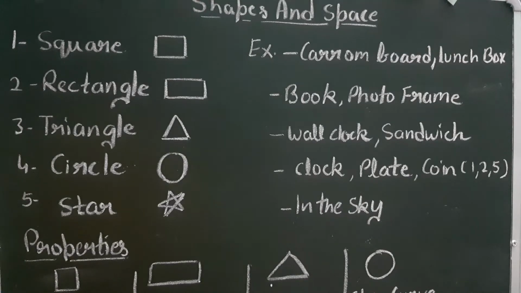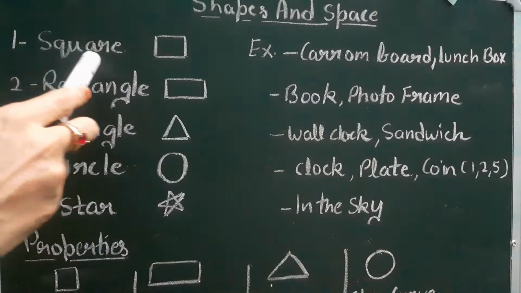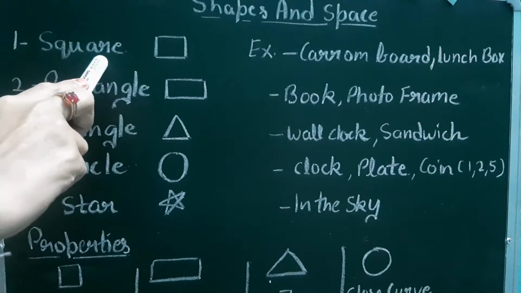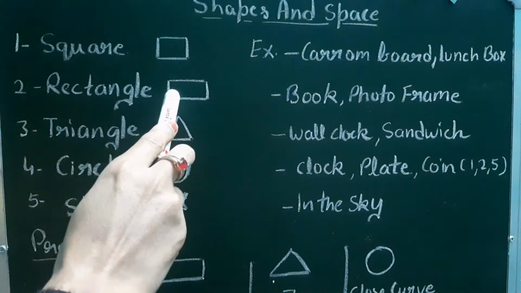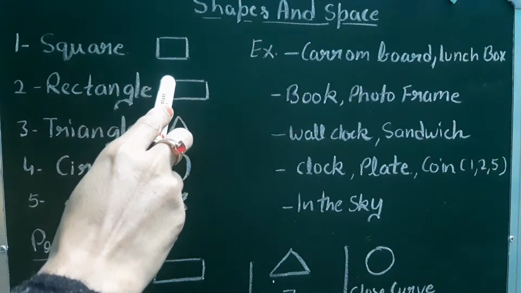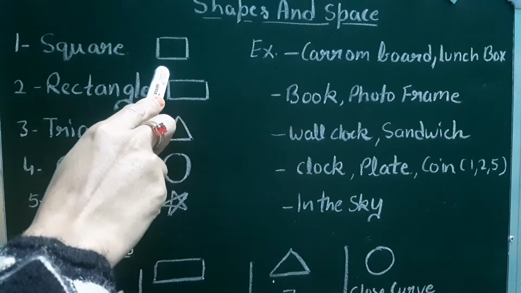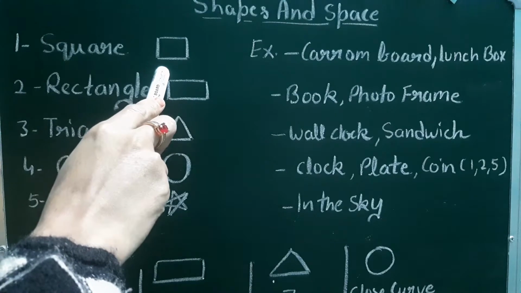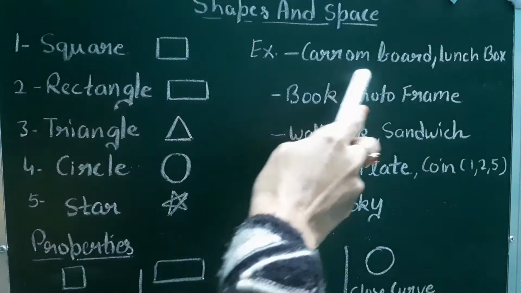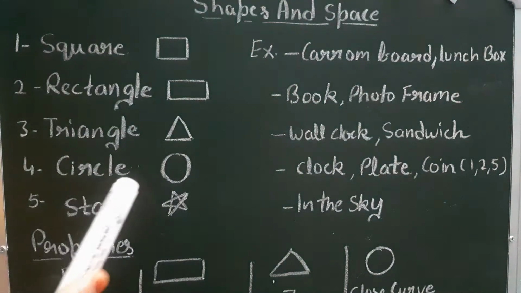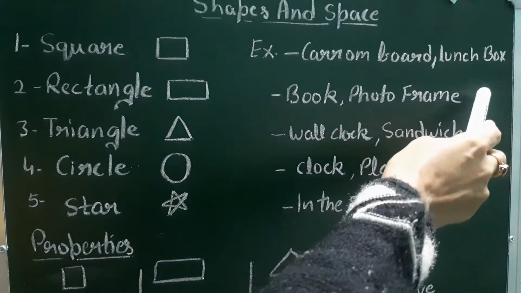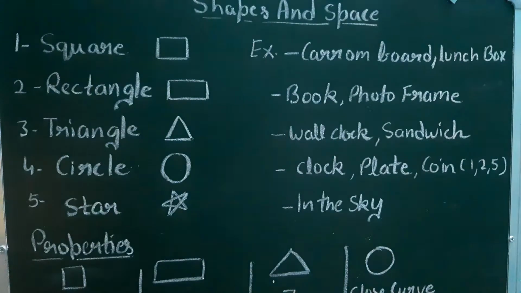Okay, so let's start. First is a square. Now, what is a square? A square has four sides, as we can all see, and they are of equal length. An example of a square is a carom board. In a carom board, all the four sides are of equal length. A lunchbox is also an example of a square.